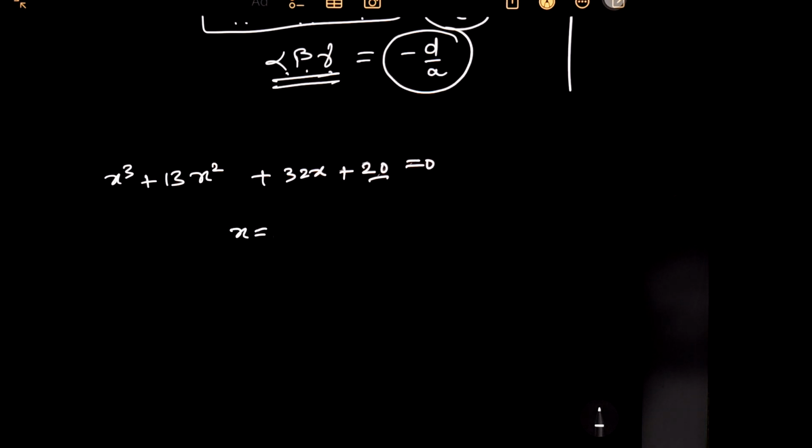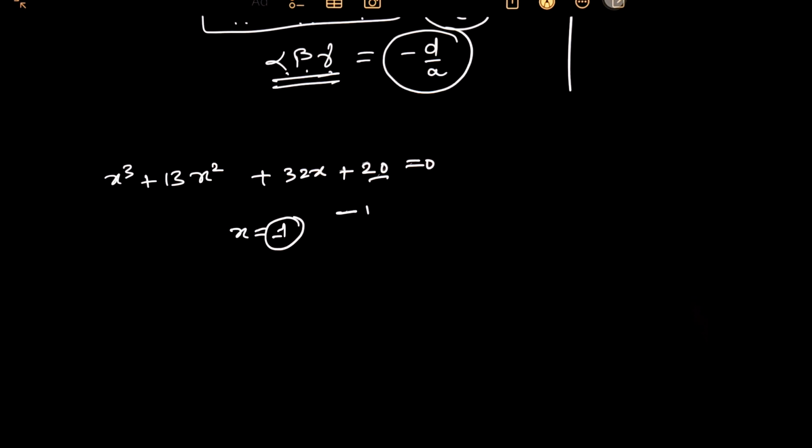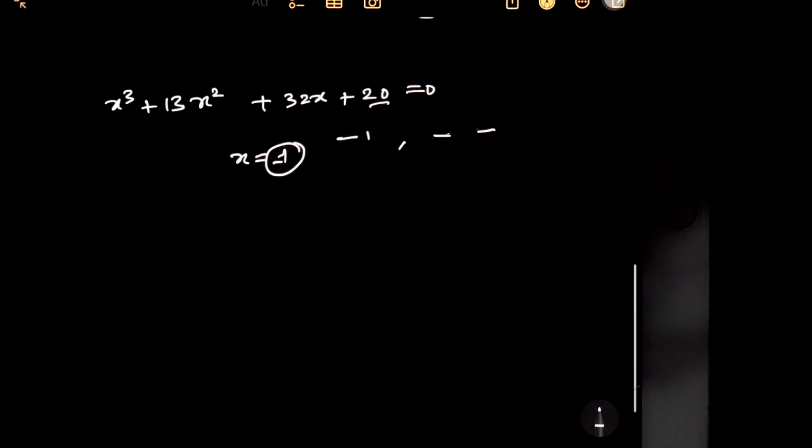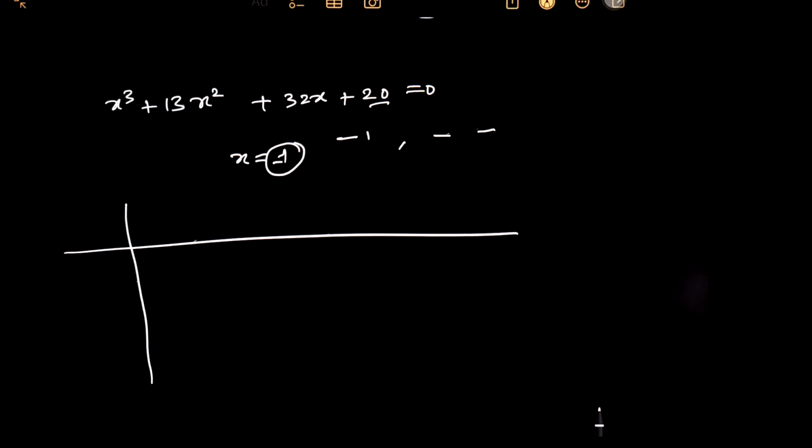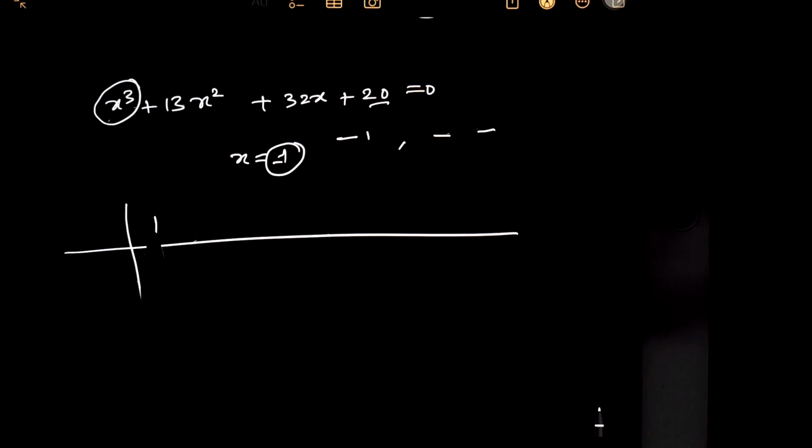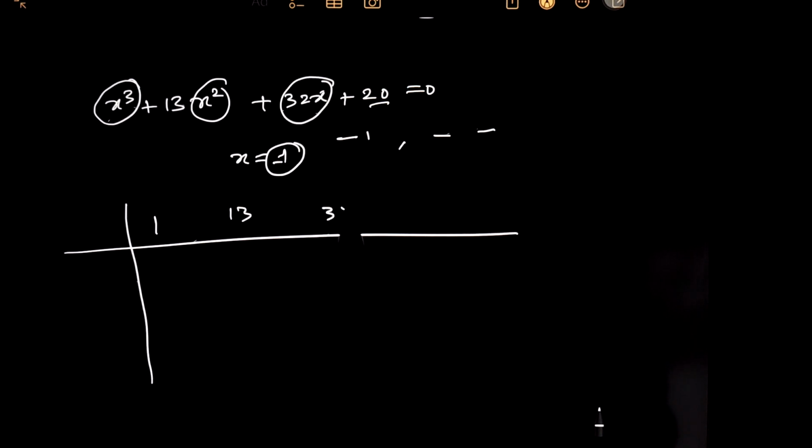So x is equal to minus 1. Minus 1 is one of the roots. Then two more roots are remaining. So for that, what to do? Whatever minus 1 you have got here, just draw a line like this. You have to do it like this in the GATE exam also. Coefficient of this is 1, coefficient of this is 13, coefficient of this is 32. You have to write with sign, plus or minus. Everything is positive here, so I'm writing only the coefficients. Anyway, the constant is 20.